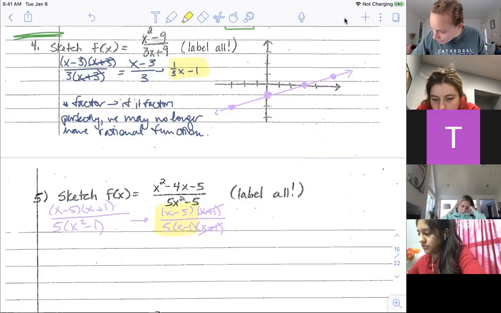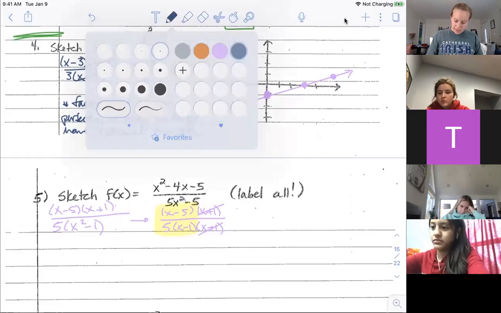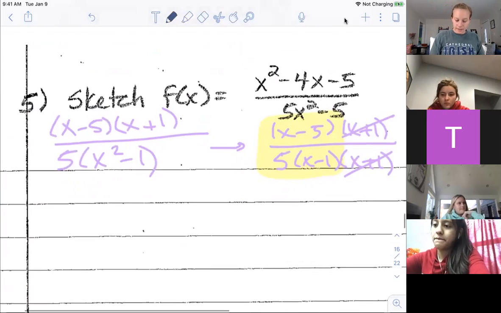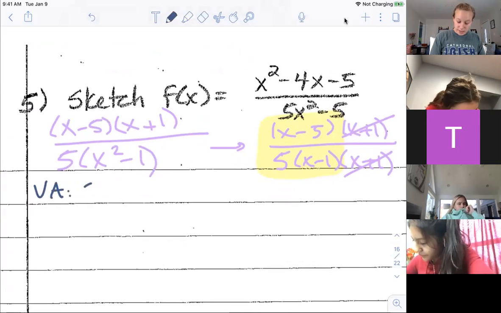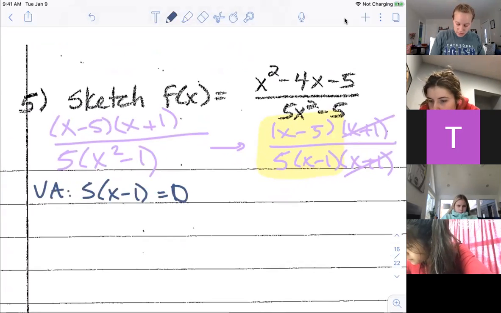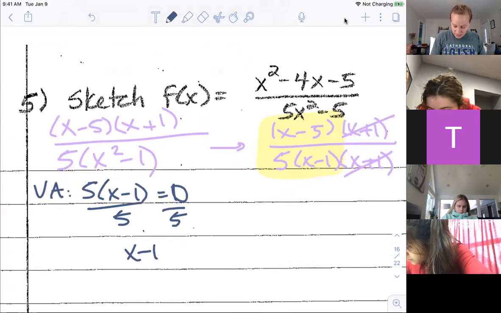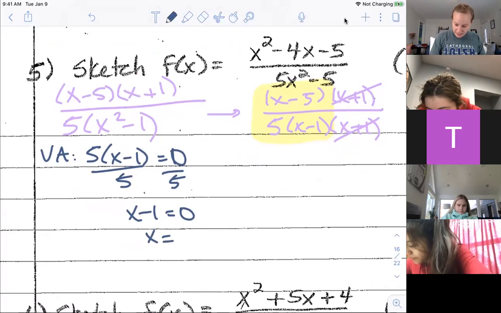Since this is the first one we're doing today, I'm going to walk through it with you. If you're doing great, then you do it on your own, but if you want a little bit of assistance, I'm here. Remember, VA is when we set the denominator equal to 0. So 5 times x minus 1 equals 0. Divide by 5 from everything, which gives me x minus 1 equals 0. And then add 1 to both sides. I get x equals 1.